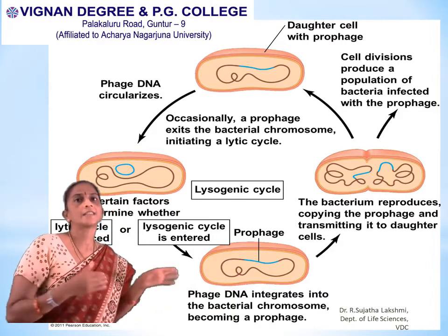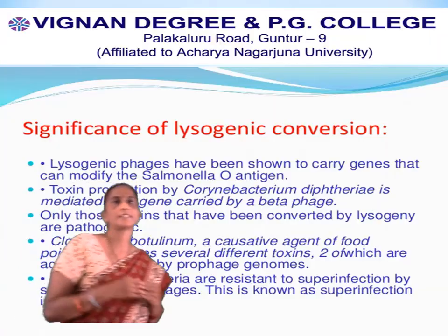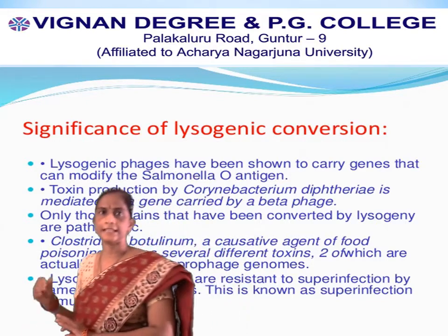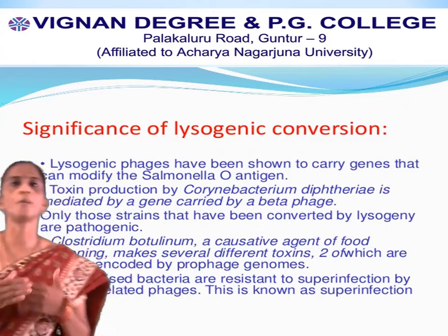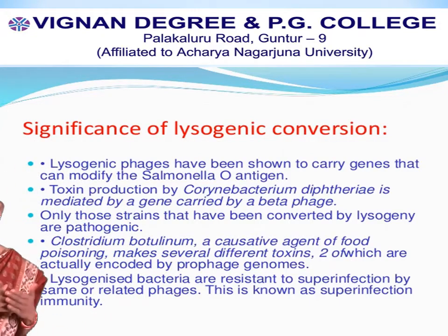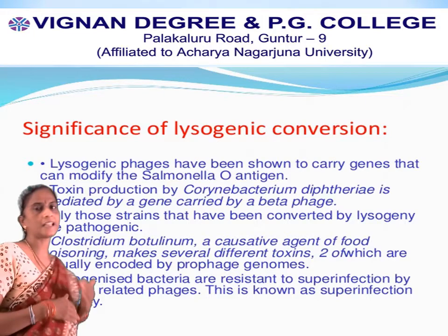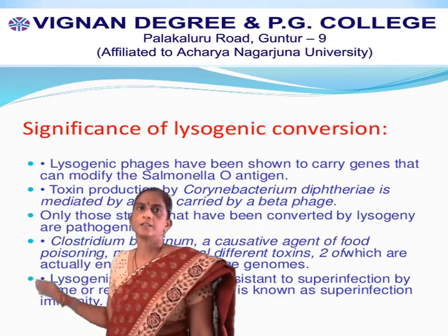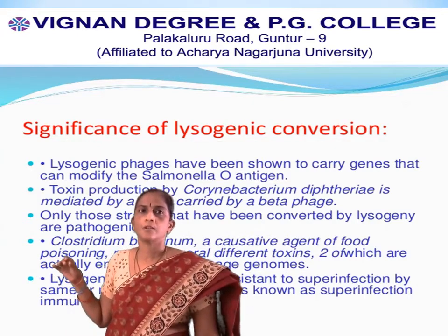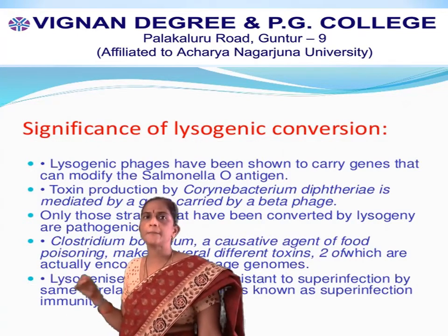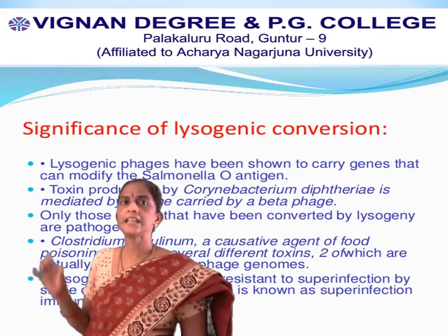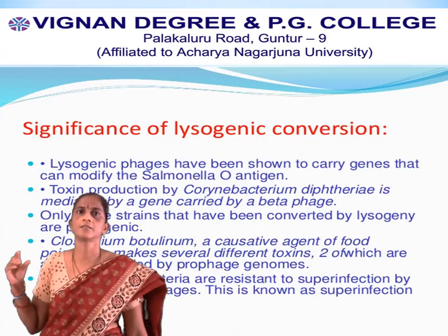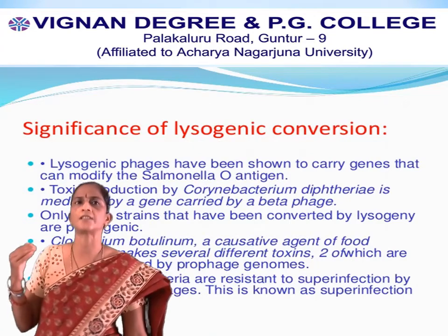Next, coming to the significance of the lysogenic cycle. Lysogenic phage has been shown to carry genes that can modify the Salmonella O antigen. Salmonella typhi, as you might all know, causes a food and waterborne infection. It is a gram-negative organism. Also, the toxin produced by Corynebacterium diphtheriae is mediated by a gene carried by a beta phage.